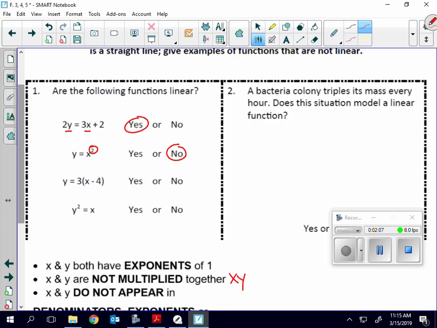The next one might be hard to tell, but let's distribute and see what we get. We have y equals, 3 times x is 3x, and 3 times negative 4 is negative 12. That's linear. We're good. And the last one, again, y squared. Can't have a squared there on your variables, so this is a no.